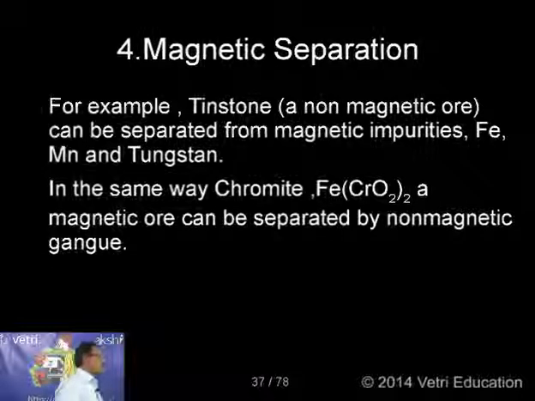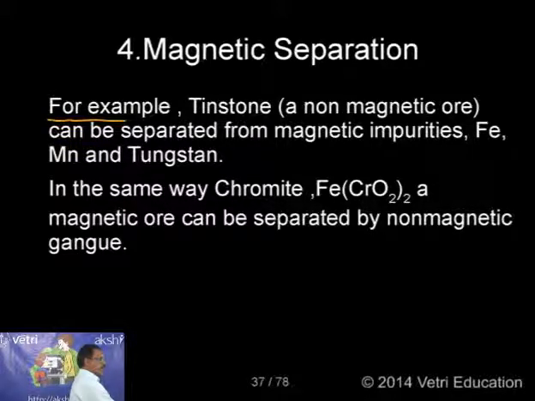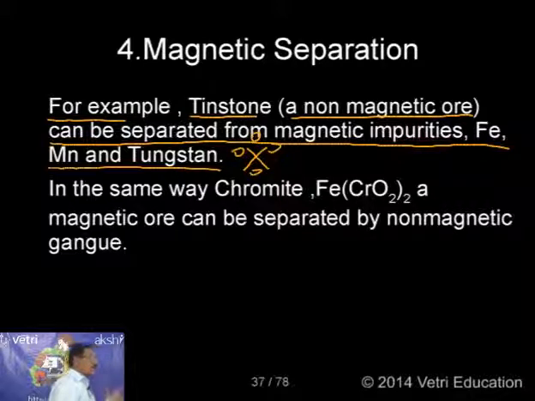Okay, the next method is a specific example under the magnetic separation, which I have already pointed out. Tin stone, SnO2, a non-magnetic ore, can be separated from magnetic impurities like iron, manganese and tungsten. This is the first important separation. Using this method, you can separate them.